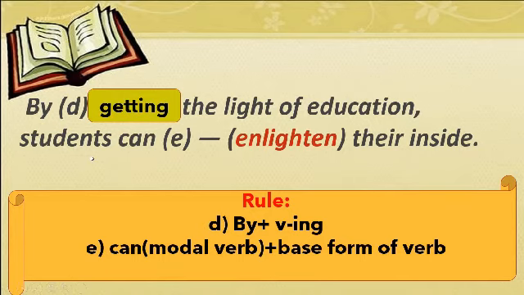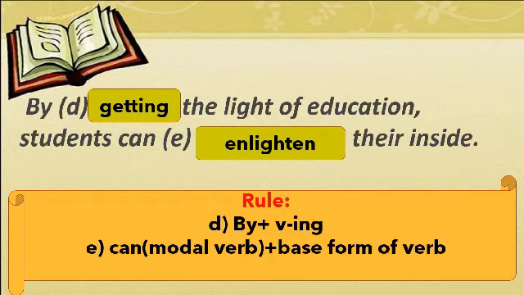Now for the main clause, students can dash enlighten their insight. Dear students, here you find the modal verb, and you know after a modal verb the base form of the verb will be written. So within the bracket this verb enlighten is not necessary to be changed. So dear students, you can write the answer enlighten. By getting the light of education, students can enlighten their insight.